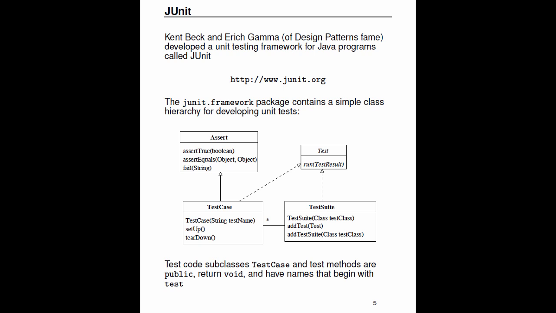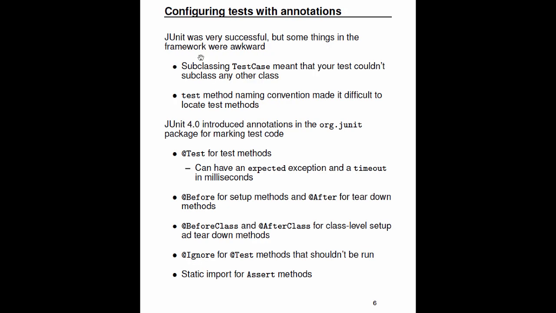There's also a test suite class, which consists of multiple test cases. And both of these can be run, and the run method lives on a test interface, et cetera, et cetera. And so what you did is, when you wanted to write a unit test in JUnit, you would subclass the test case class and write your own test methods. Now, a test method is one that is public, returns void, and has a name that begins with test.